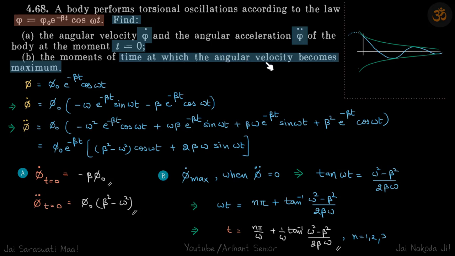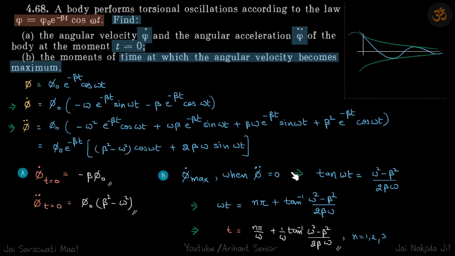Now in B part, the time at which angular velocity becomes maximum. So angular velocity phi dot will become maximum when phi double dot is 0. And again, in a normal sine curve, this occurs when the curve cuts the x-axis. At those times, the slope is maximum. And when slope is maximum, that means phi dot is maximum. But here again, this curve is not your normal sine curve.